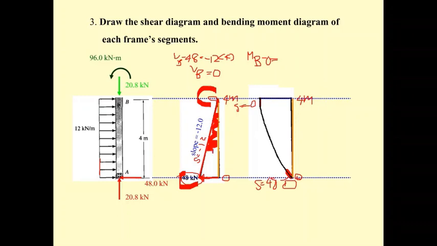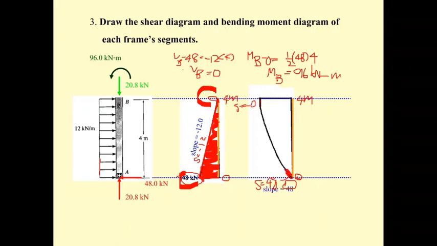So the area of this is going to be 1/2 of what? 1/2 of 48. 1/2 of 48, and then times what? Times the length of 4, and then you may see M sub B is going to be 48 times 4 divided by 2. That's going to be 96 kilonewton meter. Okay, you get this already.